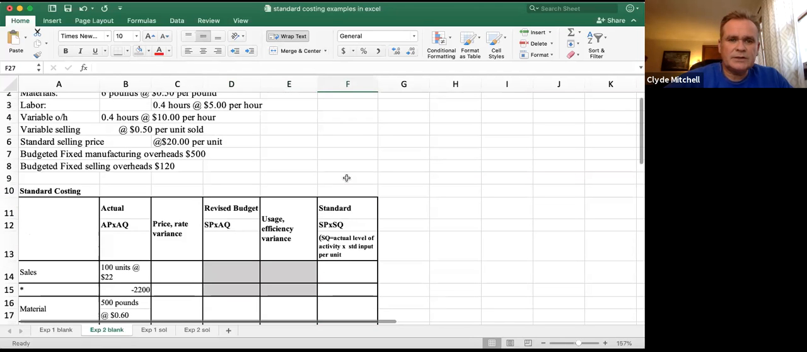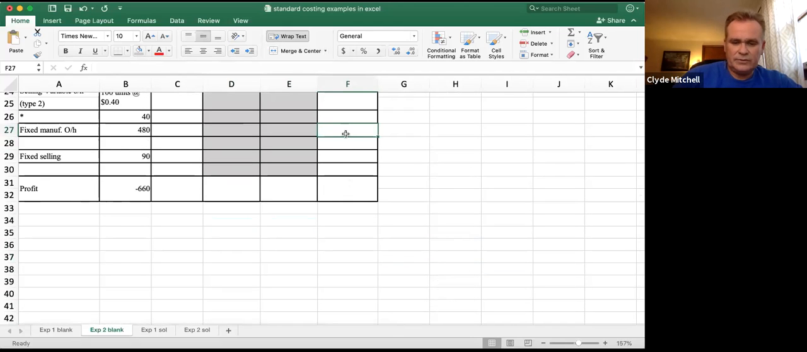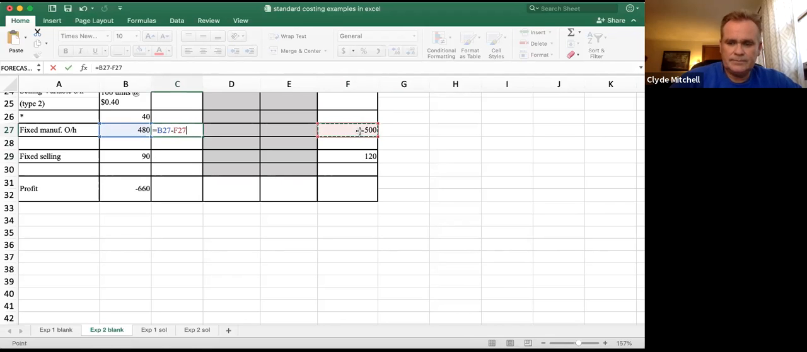The budgeted fixed costs were 500 and 120. So we have 500 and then we have 120 here. When we look at those variances, we are looking at the actual minus what it should have been. So in that particular case, it's 20. It's favorable. Why? Because it is less than what it should be. The same holds true for our fixed selling costs. If we take the actual, subtract what it should have been, it's a negative number. It's favorable because the actual is less than what it should be.